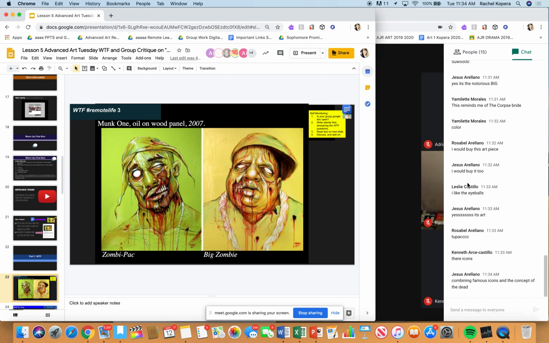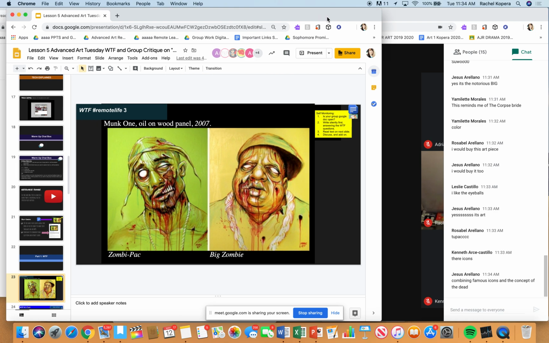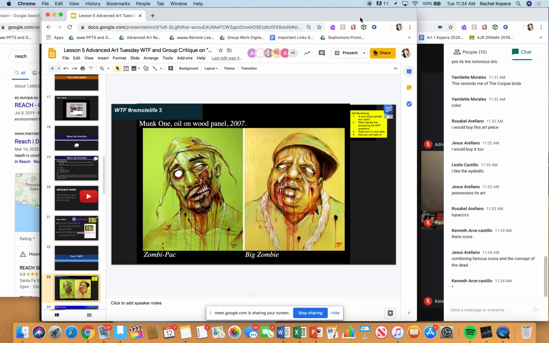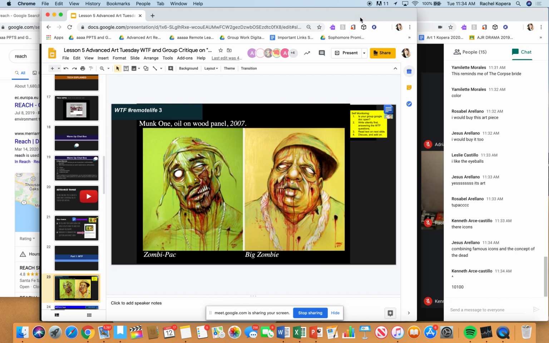combining famous icons on the concept of the dead. There's something interesting about combining two concepts. You really can create some good art if you take an icon, and normally we see them as being alive, not dead, and then you combine it with another concept, like death.